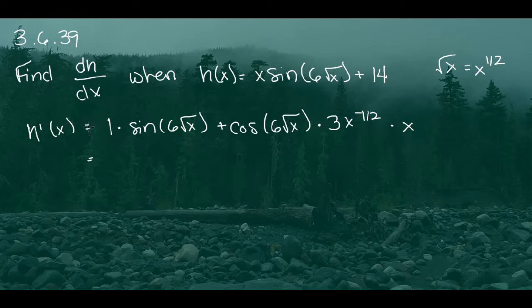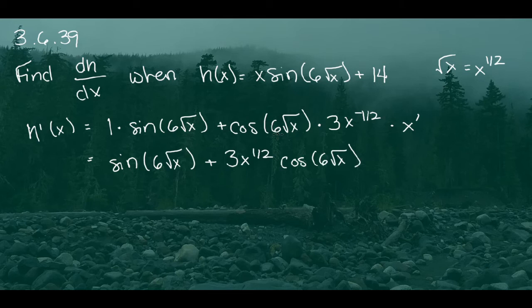So let's simplify this a little bit. So what do we have? We have sine of 6 square roots of x, plus, and then I can bring this x and this x to the minus 1/2 together, adding the exponents. This x over here is really the same as x to the 1 power. And when I multiply two things with exponents, I add the exponents together. So it's going to become 3 times x to the 1/2 times cosine of 6 square roots of x. So that is the answer simplified.